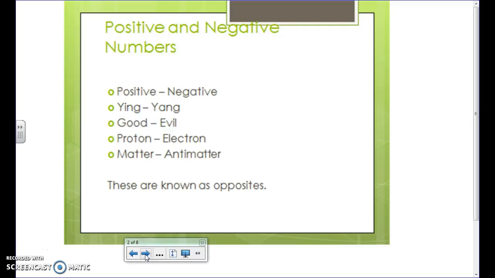When we talk about positive and negative numbers, I like to relate that to more than just math. For instance, there is positive and negative. There's also yin and yang, good and evil, a proton and an electron, matter and antimatter, and each of those is known as opposites. That's going to be an important math word as well. Opposites don't just apply to math and algebra. It applies to everything in the entire world. Everything has an opposite.